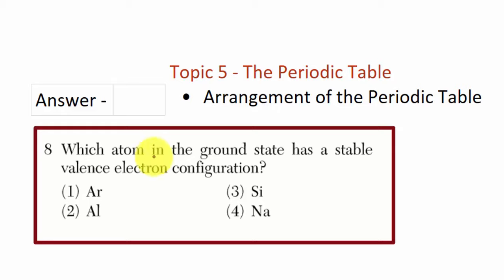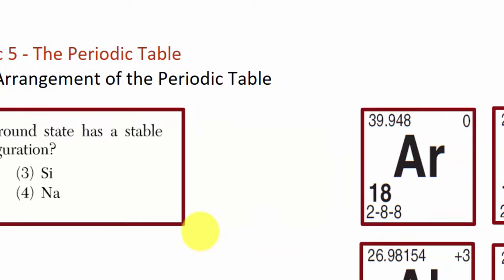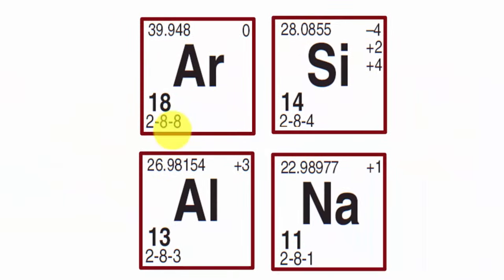Question 8. Which atom in the ground state has a stable valence electron configuration? These 4 atoms all have valence electrons of differing numbers in them, and we can find out how many valence electrons they have if we find them on the periodic table very quickly. Now, a stable valence electron configuration is a configuration that has 8 valence electrons, unless you're talking about very small atoms where the first energy level is the valence shell, in which case 2 electrons would be stable. But all of these are large atoms. They have 3 shells of electrons.